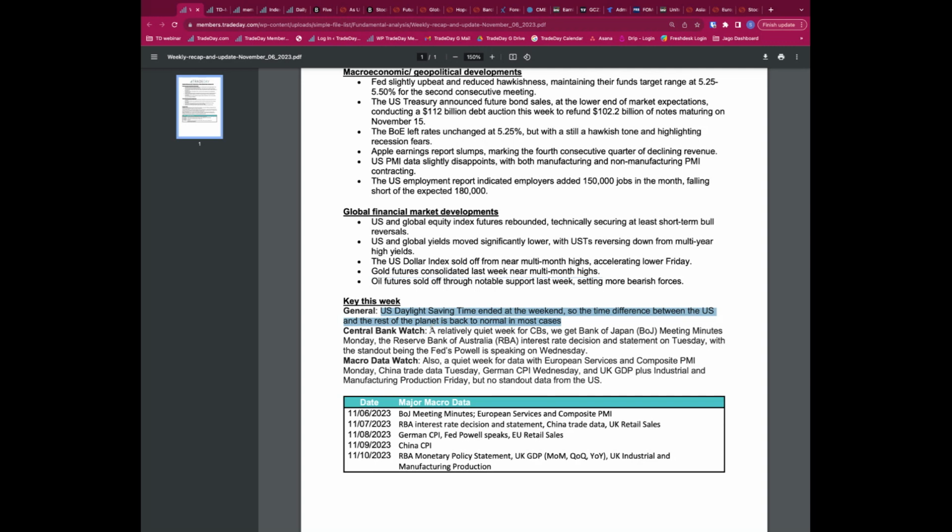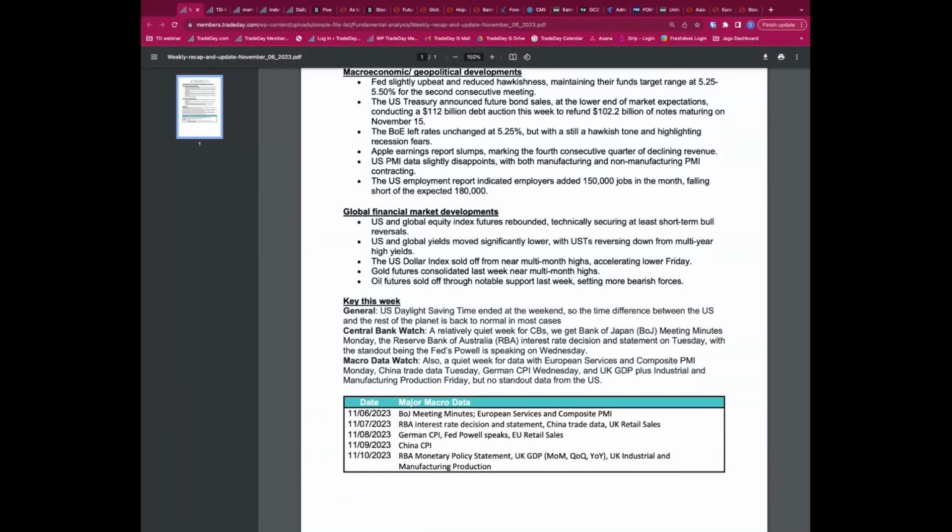What do we have on the central bank side? Well, it's a relatively quiet week. Bank of Japan meeting minutes have already been out this morning, with nothing really to report there. We get the Reserve Bank of Australia interest rate decision on Tuesday. Well, that's actually overnight tonight, Monday night into Tuesday morning, if you're in the US or in Europe.